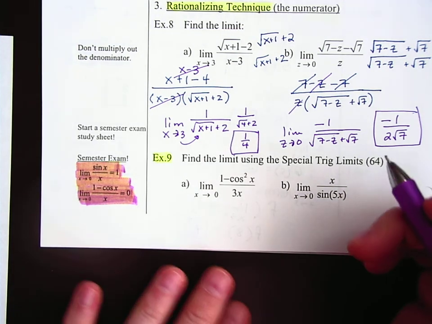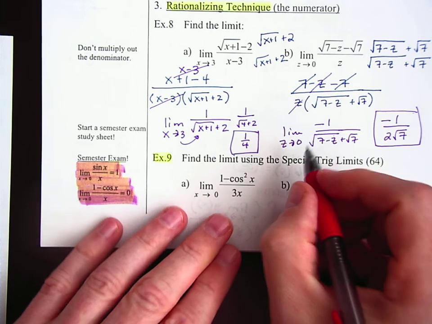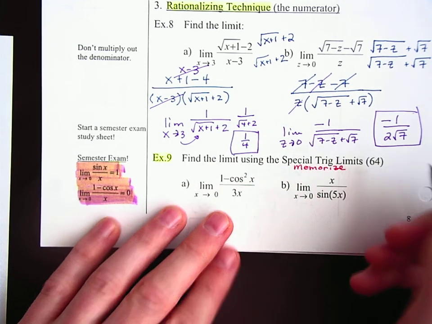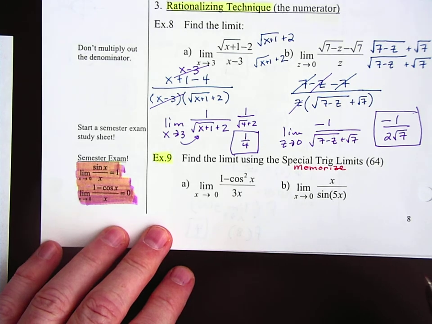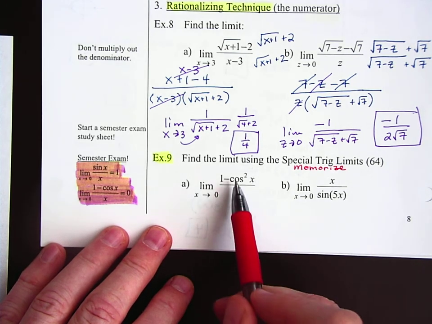These you just need to memorize. Okay, so memorize these two. Now they're on page 64 if you need some more information on that. So if you use direct substitution here, we'd be dividing by 0.